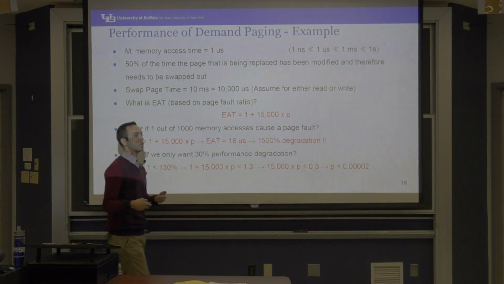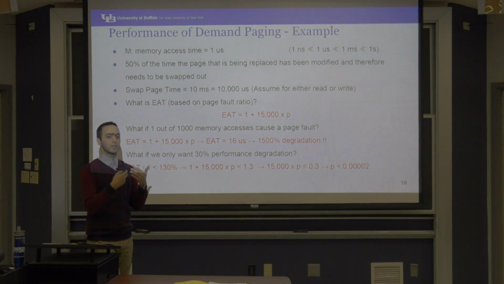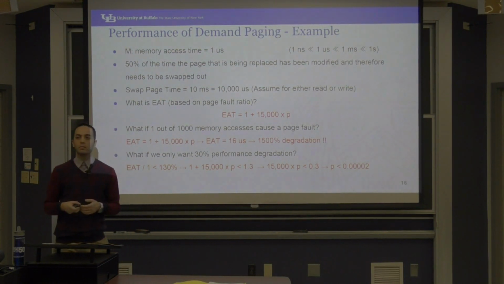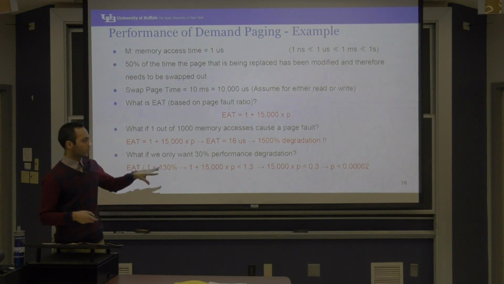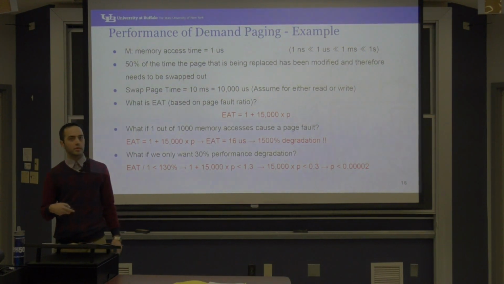So the page fault ratio for a good algorithm that results in less than 30% degradation should be less than 2 out of each 100,000. If you want to compare it to a percent, you just multiply by 100, that would be like 0.002 of a percent.